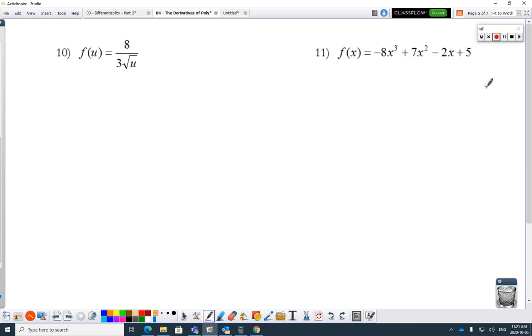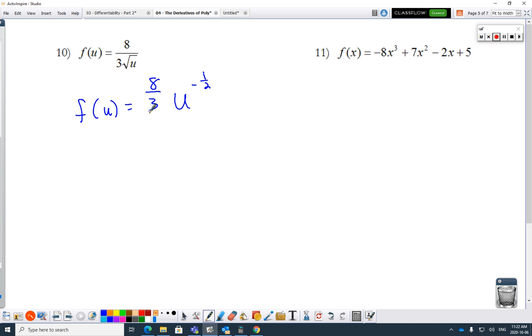8 over 3 root u. The plan is get this back to u to the something. What's the something if this is going to be u to the something? We won't always be able to do this, but we can here. Negative 1/2. Where does each of these pieces come from? It's negative because it was in the denominator. And it's 1/2 because it was a square root. You see all these rules are starting to come together. And then the 8/3 is just a coefficient.